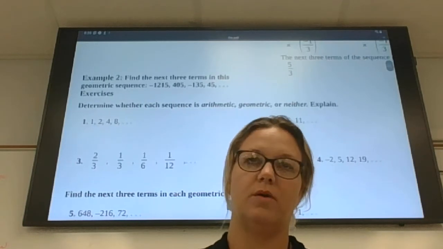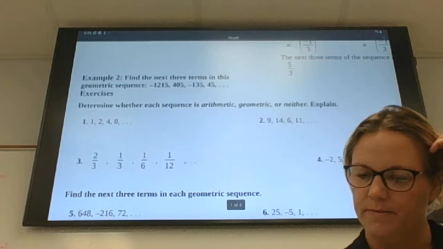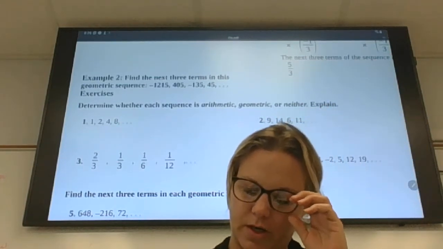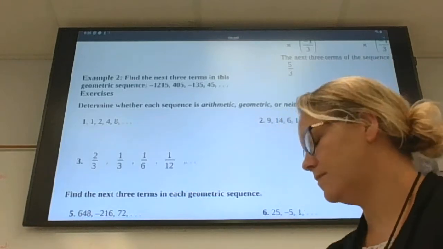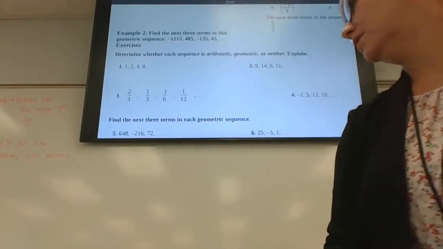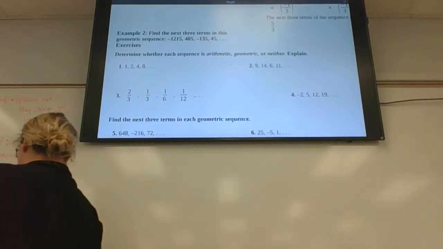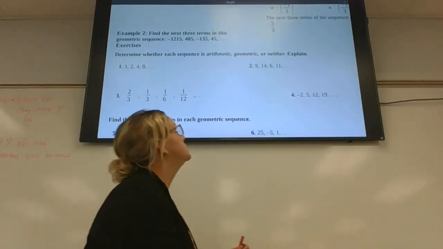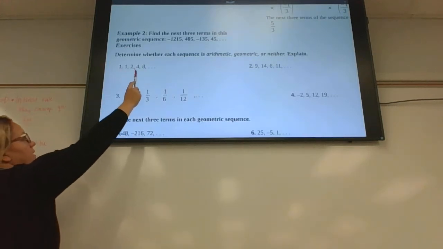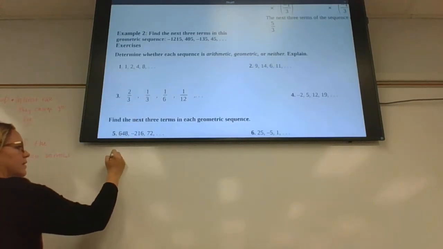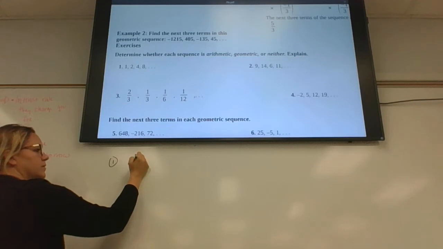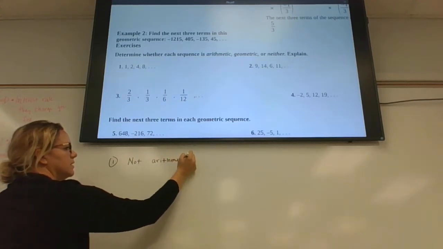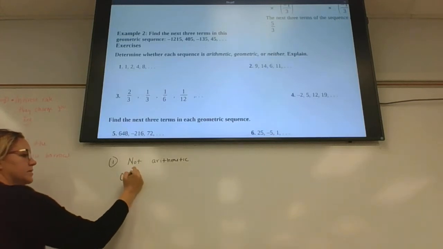All right, let's do these 4 problems right now. Determine whether each sequence is arithmetic, geometric, or neither. So we're mostly interested in geometry here, but arithmetic means it's going up by addition. So in number 1, is it adding the same amount every time? So we can start by ruling out that it's not an arithmetic sequence. So then we will check ratios.